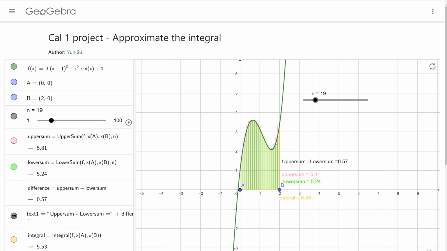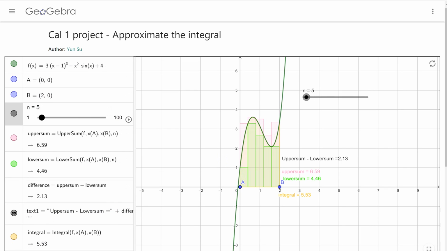Okay, so you can see the pink area is the upper sum, the green area is the lower sum, and then the orange area is the integral. You can see when n increases, our answer gets closer, closer, closer to the true value, the integral. Okay, so this is the idea.